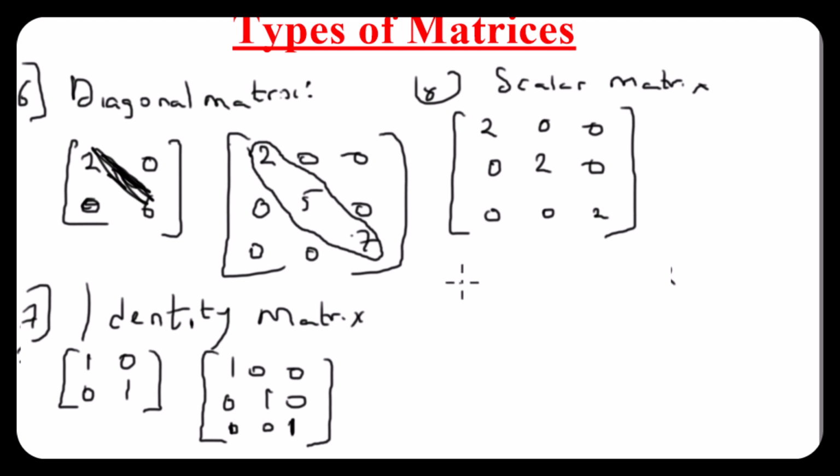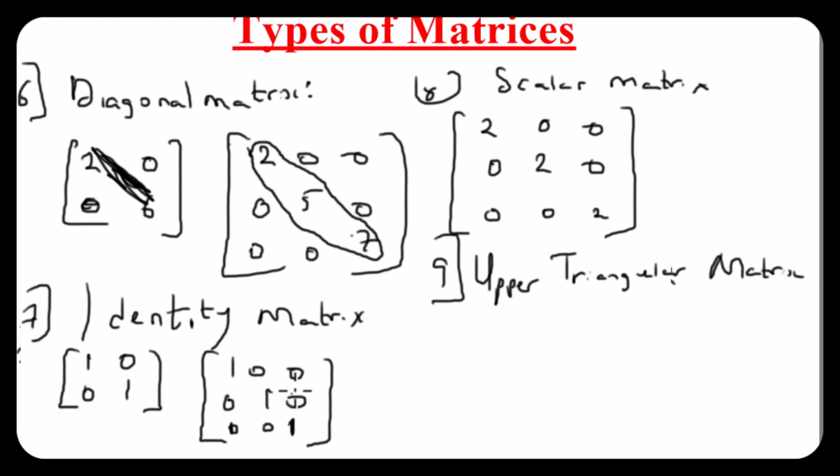All right. Now we also have the triangular matrices: the upper triangular matrix and then the lower triangular matrix. We'll talk about the upper first, the upper triangular matrix.